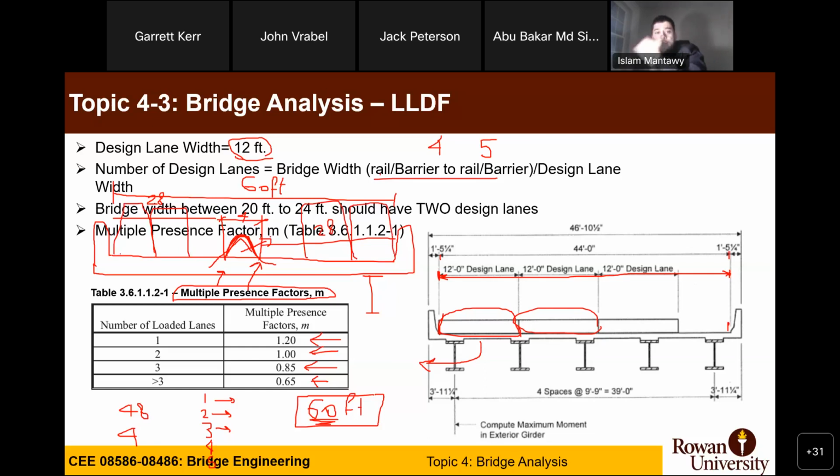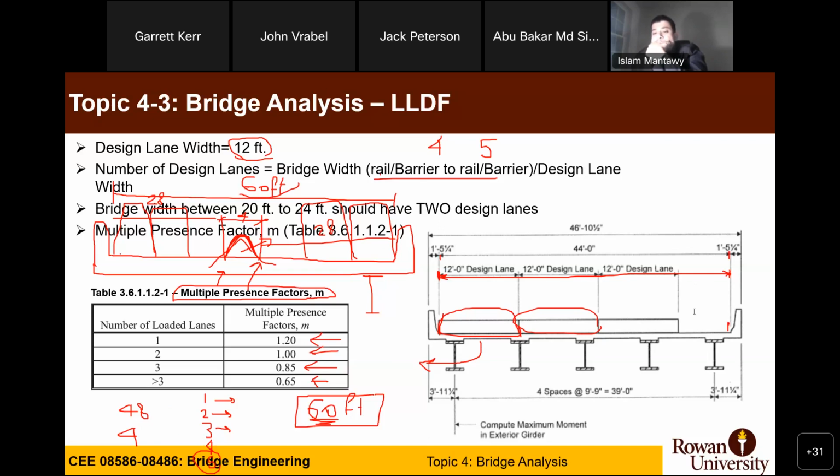However, if this barrier is removable, they can actually move it in another way to do traffic control or something. So this barrier can be unbolted and removed. Now you design for 5 design lanes. Okay. Any question on this one? Most of you got 4 lanes as the answer.